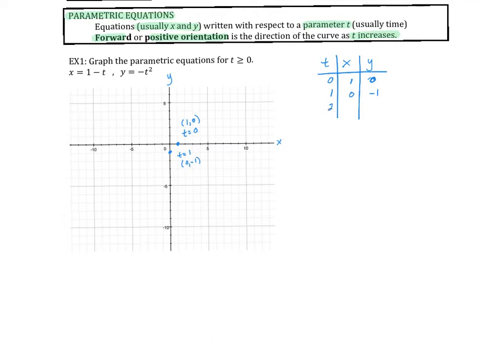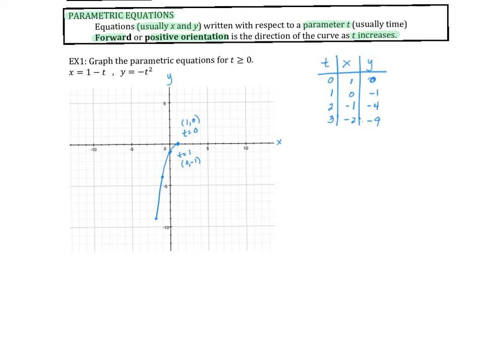What if t is 2? If t is 2, x is negative 1 and y is negative 4. So we have the point negative 1, negative 4. So it looks like, if I were to connect the dots, that this curve is being generated, or its positive orientation is actually downward. Let me do one more value. I'll do 3 for t. So my x is negative 2 and my y value is negative 9. Negative 2, negative 9. I can see that it looks like this curve is being generated downward.